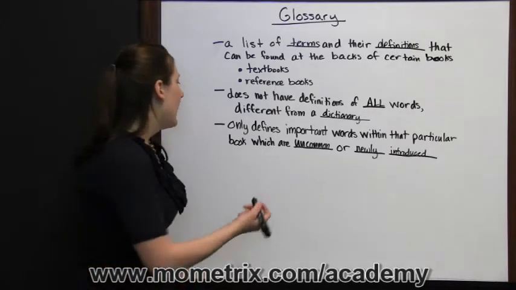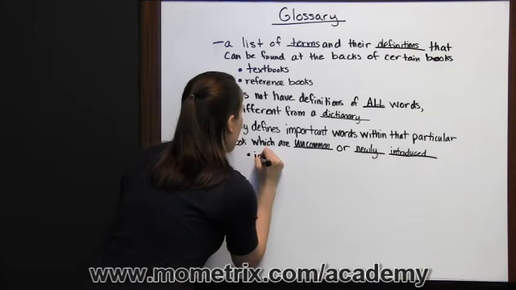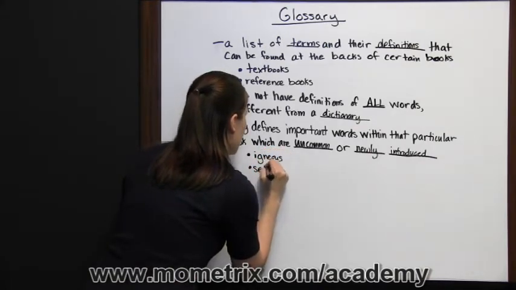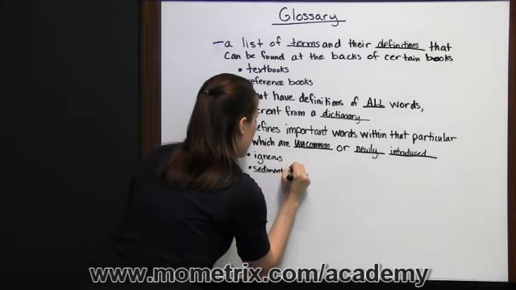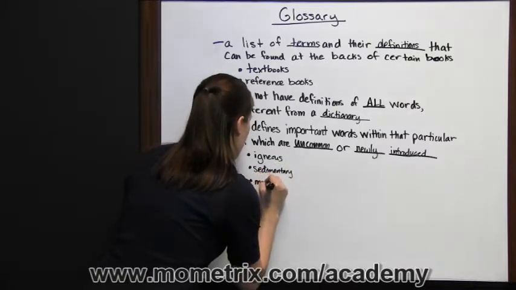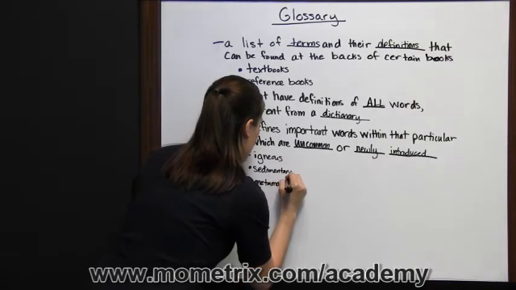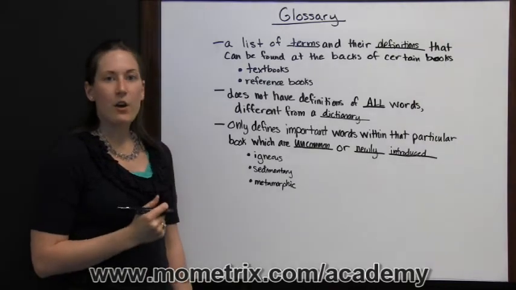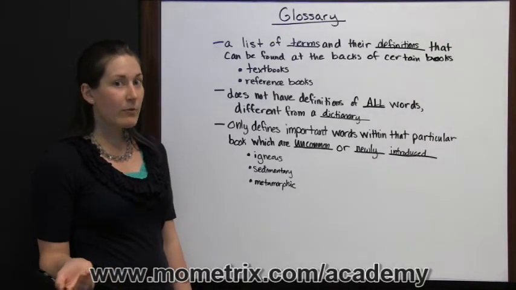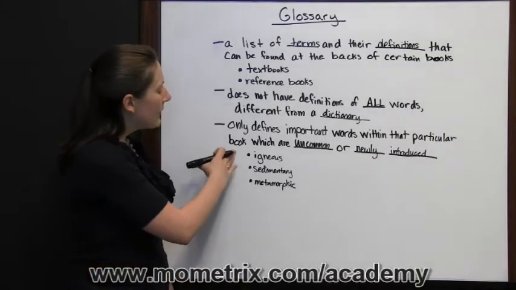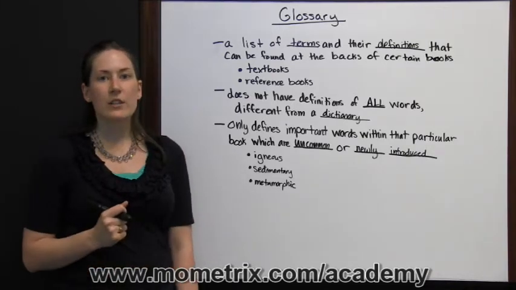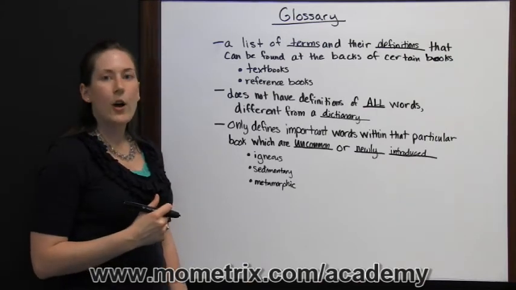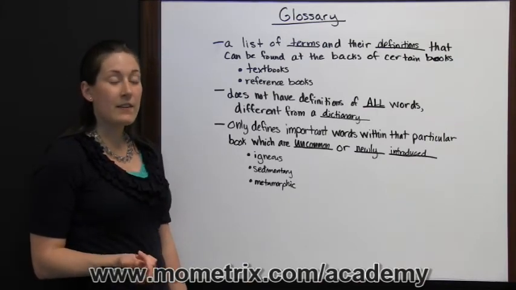For example, in a science book you may have igneous, sedimentary, and metamorphic. And these would be your three basic types of rocks. Well, if you hadn't seen those before, your glossary would tell you the difference between each of these types of words, or types of rocks, and you could always reference the glossary to find the definitions.